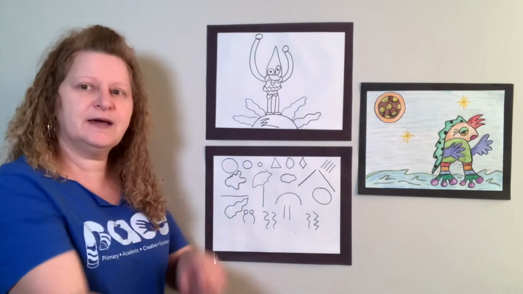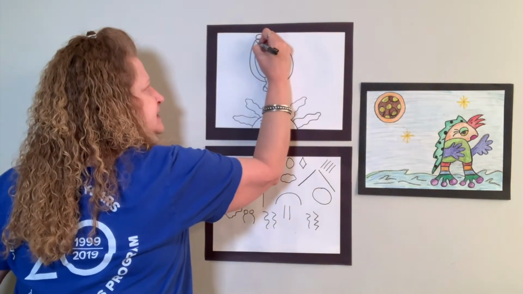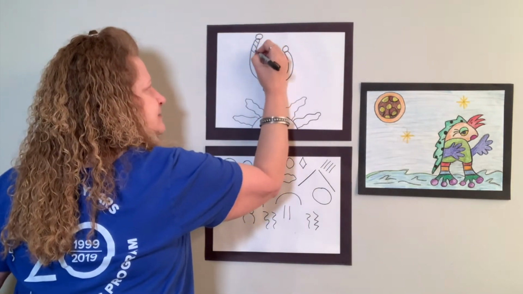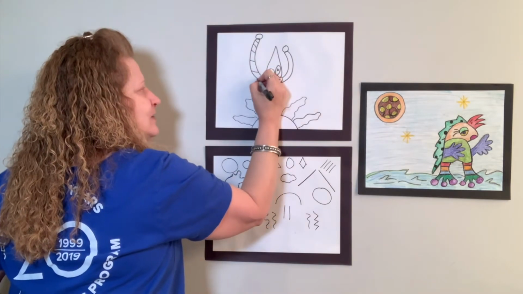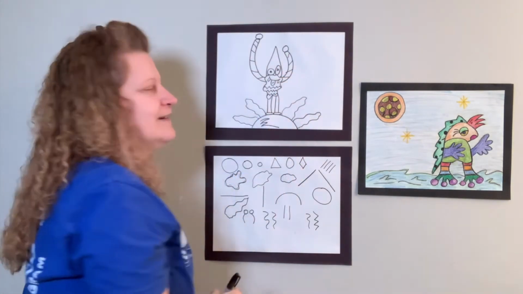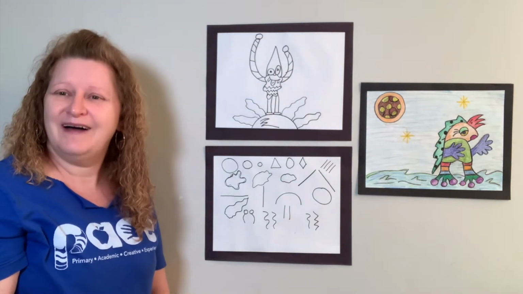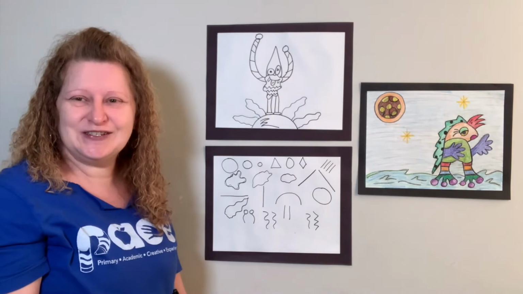So maybe I'm going to make him have long sleeves. And you know what? I'm going to use my idea. I'm going to use my diagonal lines for his sleeves, just like this. Ooh, I'm liking my character. How about you? I bet you're loving your character.